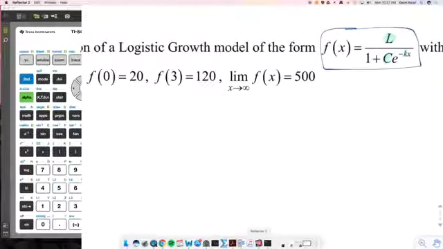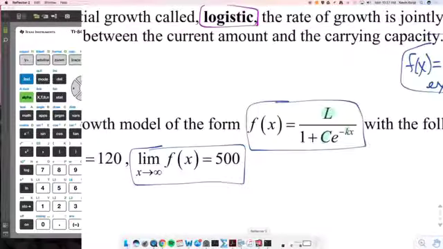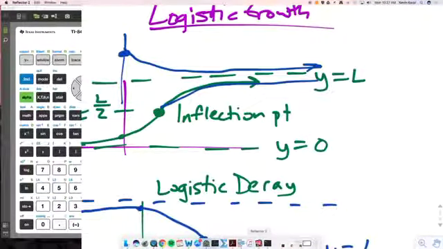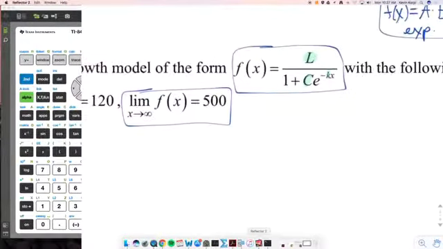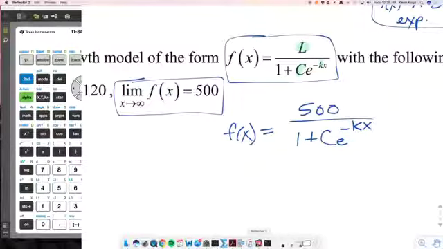Do I know any of those unknowns immediately from the information given, L, C, or k? I do know what L is. Good, it's 500, because that's what this means right here. If you hop on the graph for a growth function and you go out forever and ever, you're going to get closer and closer to L. And remember, that is what's in the numerator. So we know immediately that our model is 500 over 1 plus C e to the negative kx.